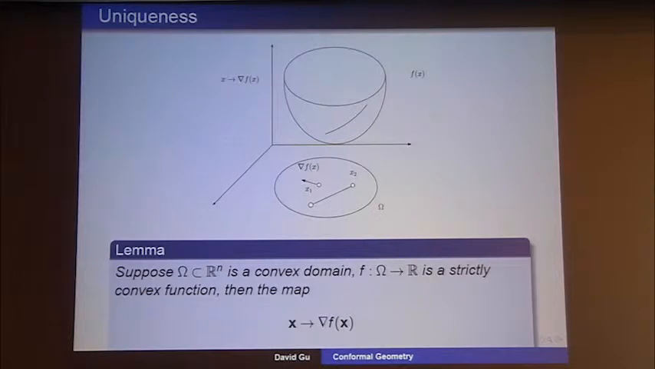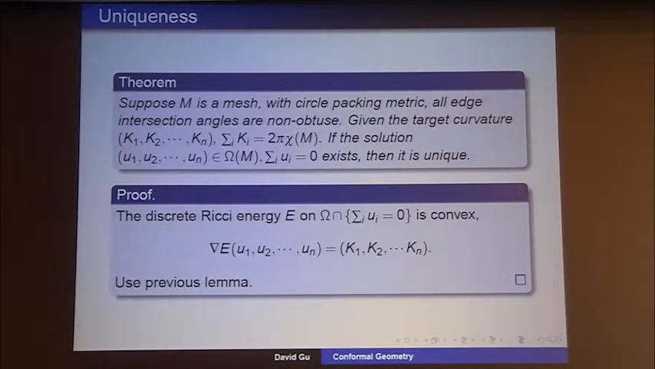Okay, as shown here, you have a convex planar domain. Then you define a convex function here. Then for an arbitrary point x, you can compute the gradient of x. Then the mapping from x to gradient x is one-to-one. Okay. Then in our case, we have this energy.